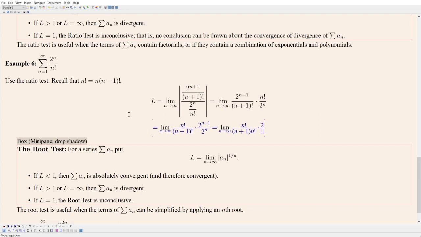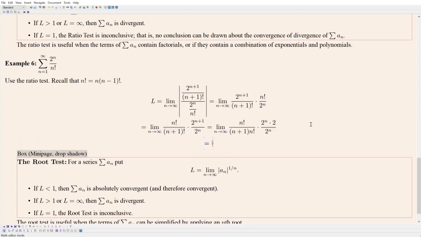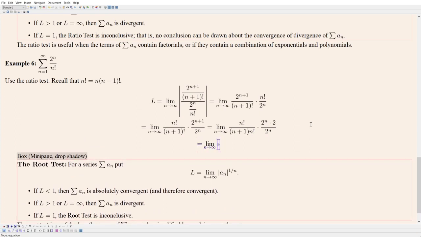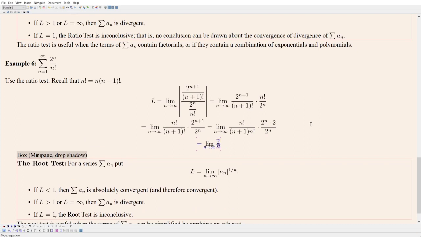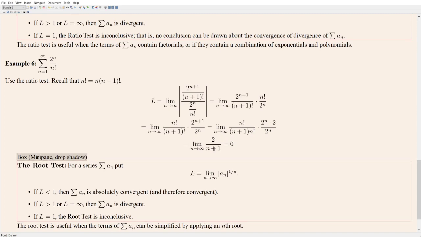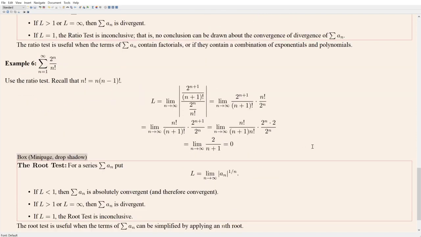Over here, this is the same as 2 to the n times 2 over 2 to the n. So the n factorials cancel, the 2 to the n's cancel. So we are left with 2 over n plus 1. Okay, so what happens to this as n goes to infinity? Well, we just get 2 over infinity, which is 0. So what's the conclusion? The limit is 0, which is smaller than 1, so that means this series is absolutely convergent.